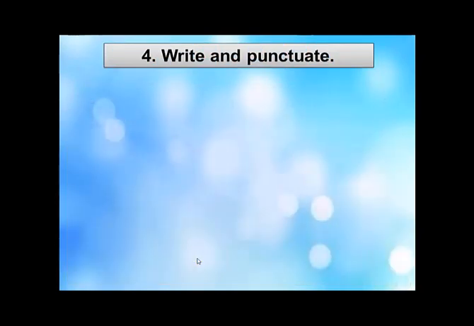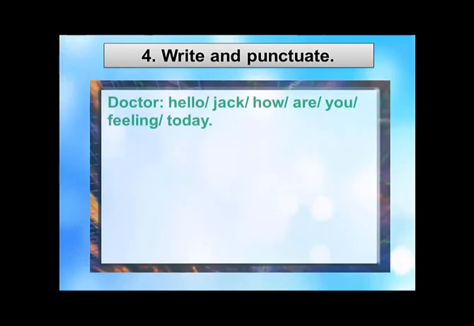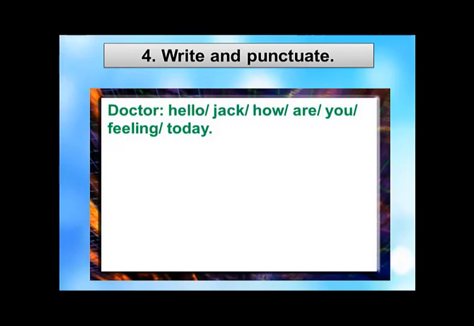And we have here exercise number 4. Write and punctuate. You know what's the meaning of punctuate? It means علامة الترقيم. We have a conversation. We have to match them.